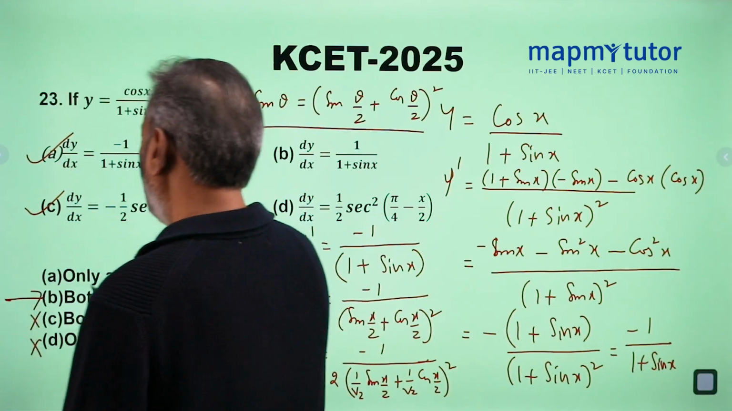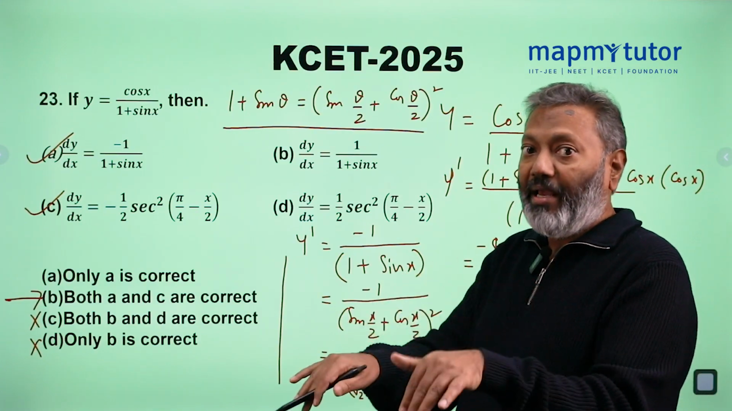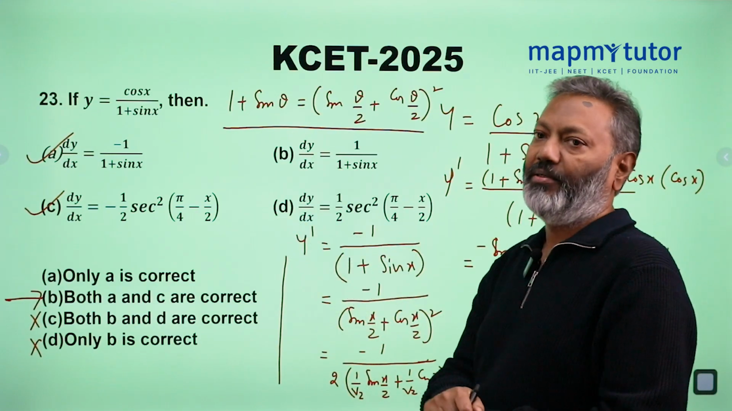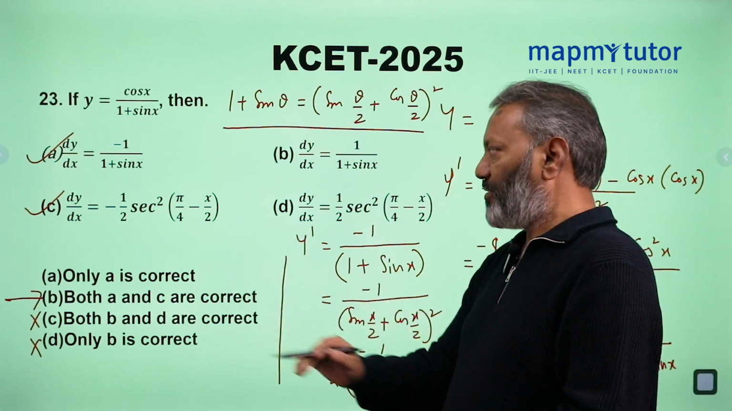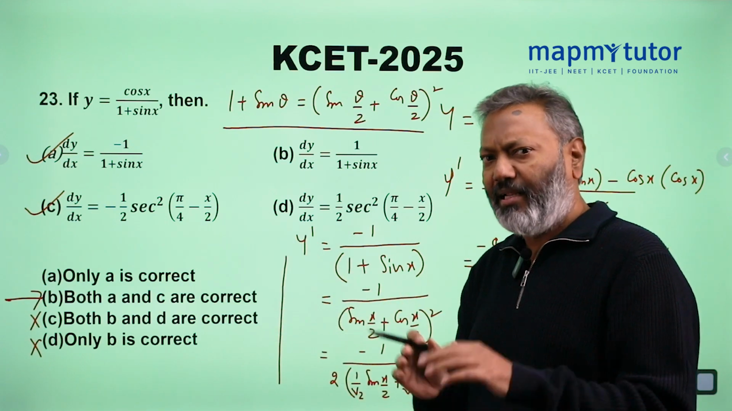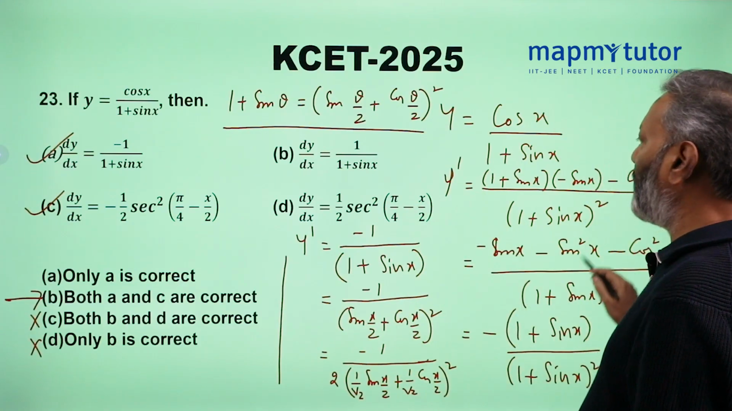Option B is correct. Of course, A is also correct. But saying only A is correct is wrong. Not only A is correct. Both A and C are correct. Okay? So, option B is also, of course, our option. Both A and C are correct. A little lengthy, but if you know the trigonometry, it is easy. So, it is like a hybrid question, I can say.